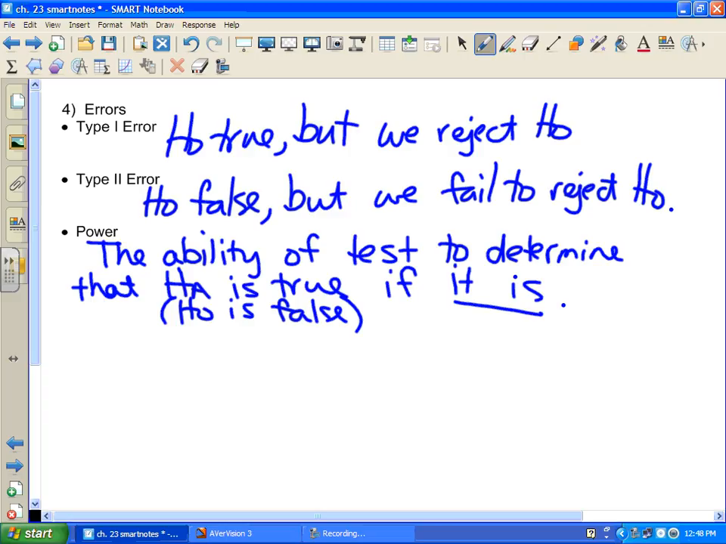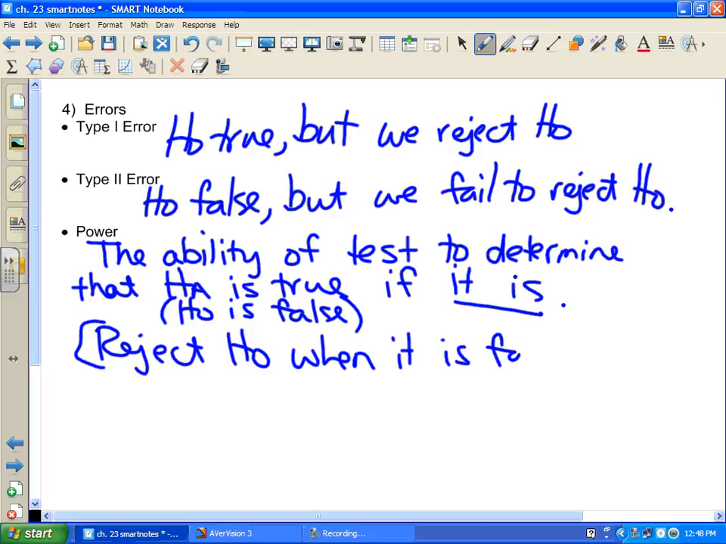Okay, so the power is not an error, it's making the right conclusion. It's really rejecting, another way, right? It's rejecting the null hypothesis when it is false. Because if it's false, that's exactly what we should do, is reject it. Does that kind of make sense? So power is a good thing.